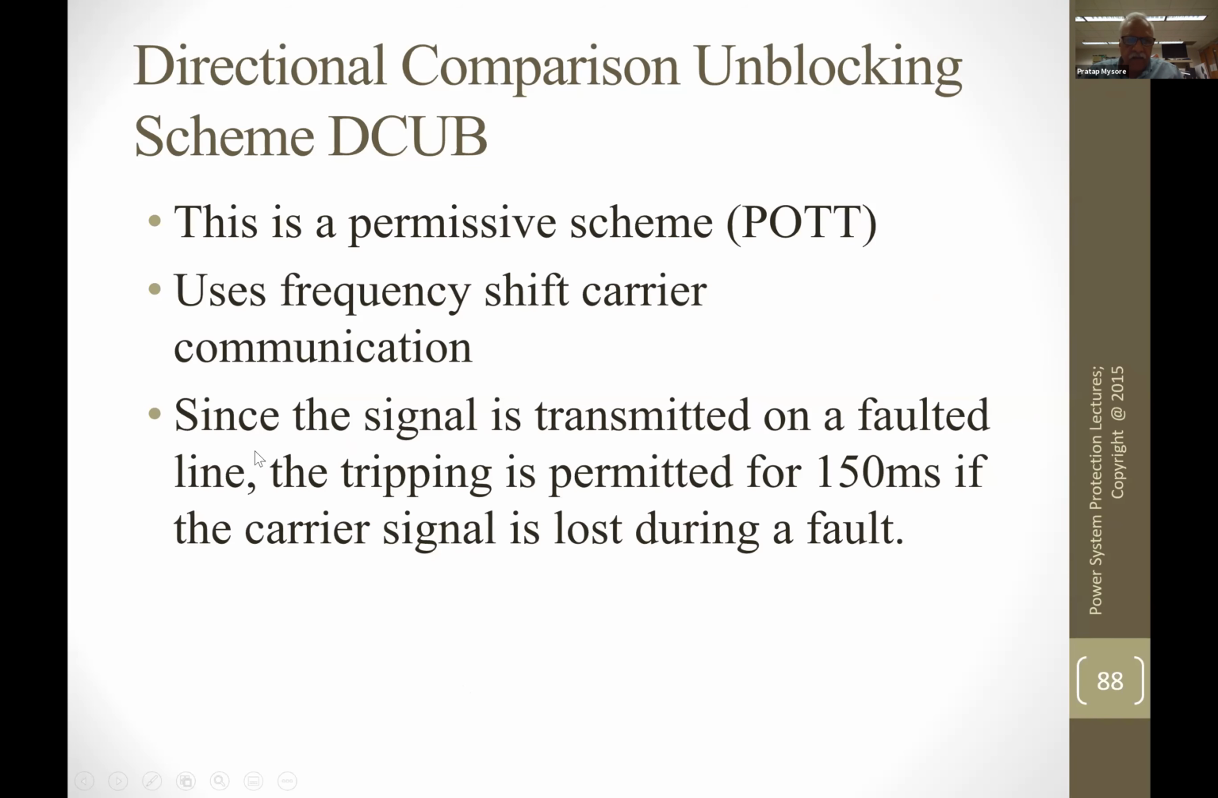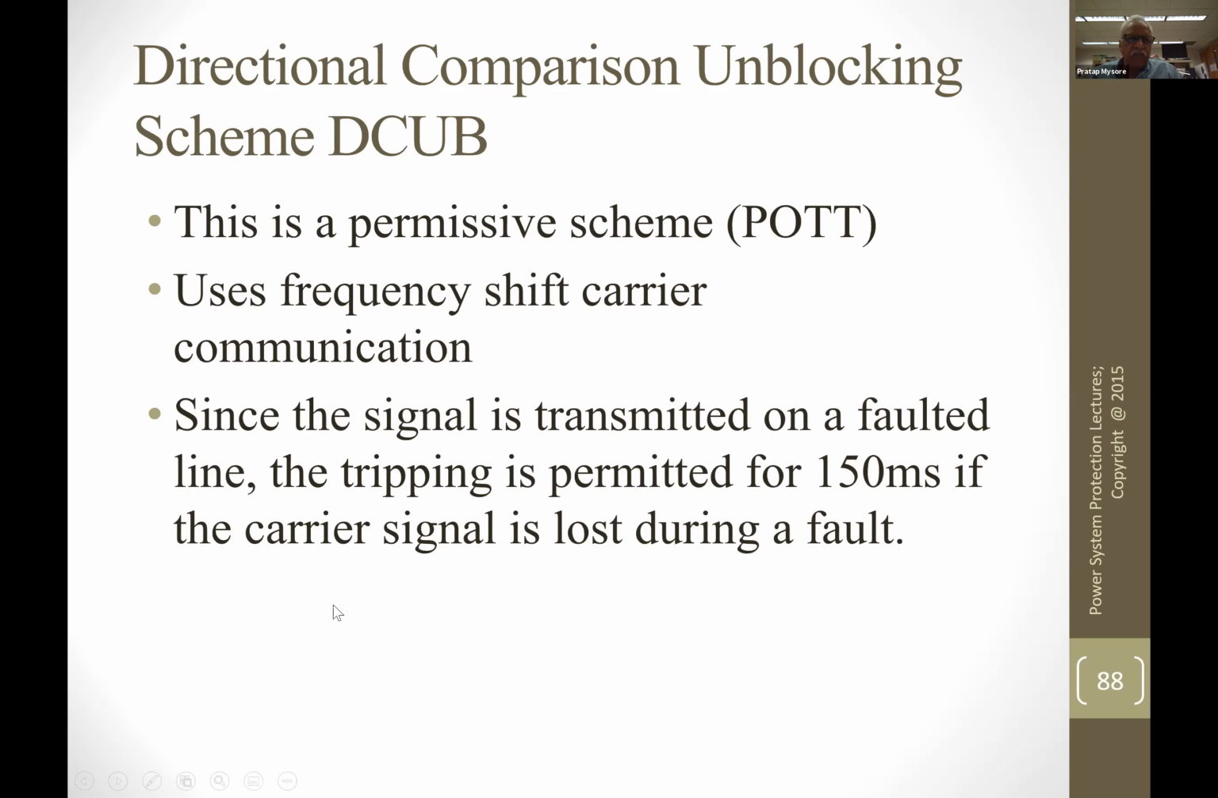if the signal is lost, if there is some problem with the signal, they momentarily give permission for the relays to operate for 150 milliseconds if the signal is lost during the fault. So essentially, if there is a fault and at that time you suddenly find that you are not getting any communication signal from the remote end, if zone 2 had picked up at the local end and the communication equipment says that it lost the signal, it still allows it to trip for 150 milliseconds.